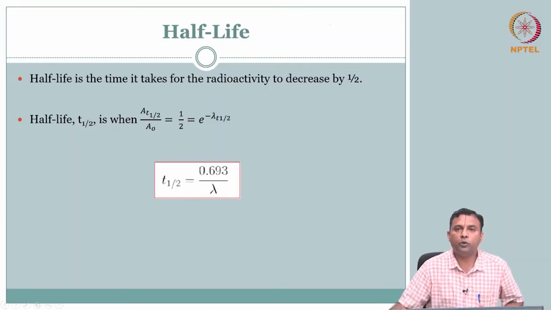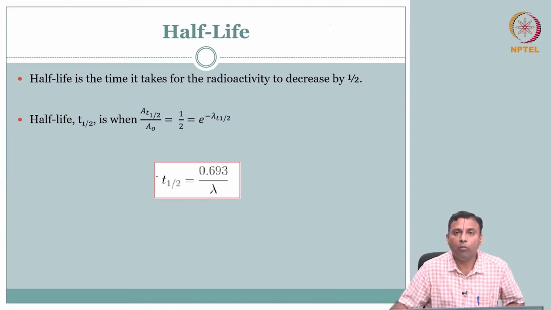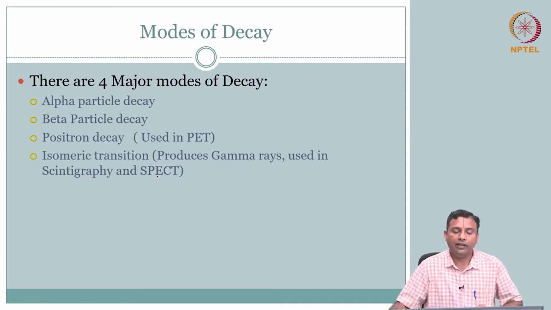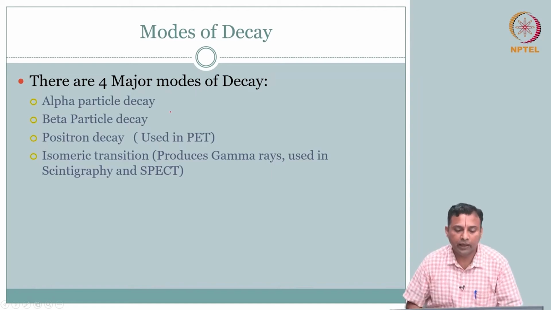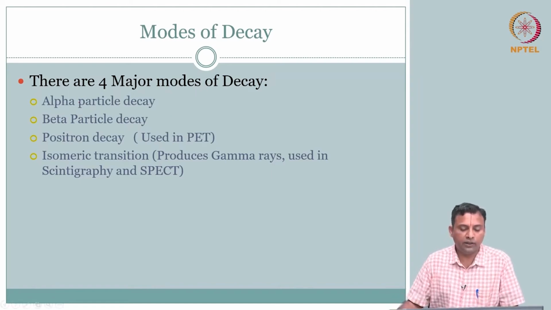So, we talked about radioactivity and we hit upon this lambda, the decay constant, and another important idea about your half life. Now it is time to move on to see what are the different modes of decay that are possible. We have 4 major modes of decay of interest, and as you can see here, these are particles: alpha particle decay, beta particle decay.